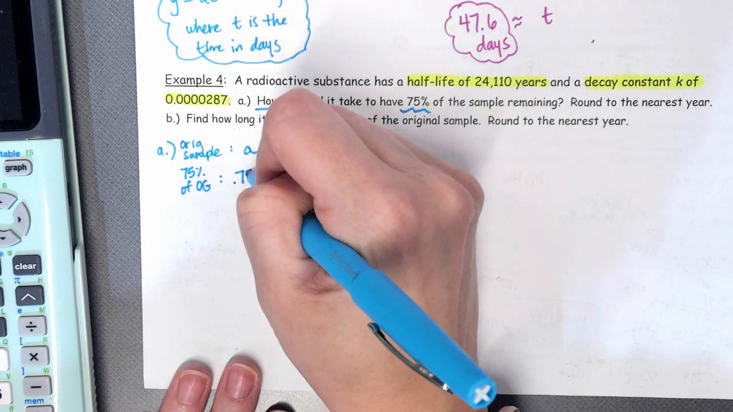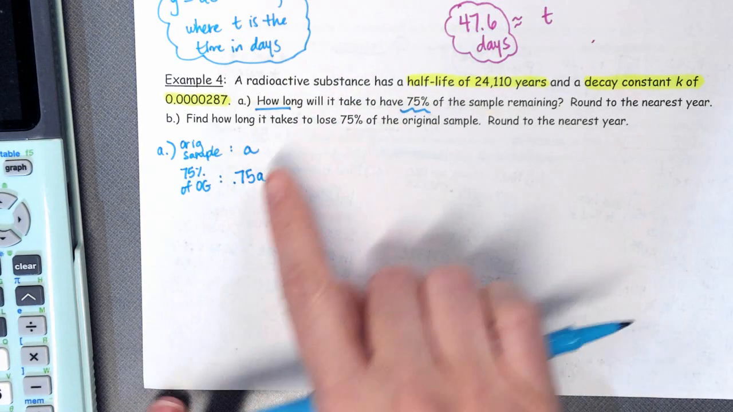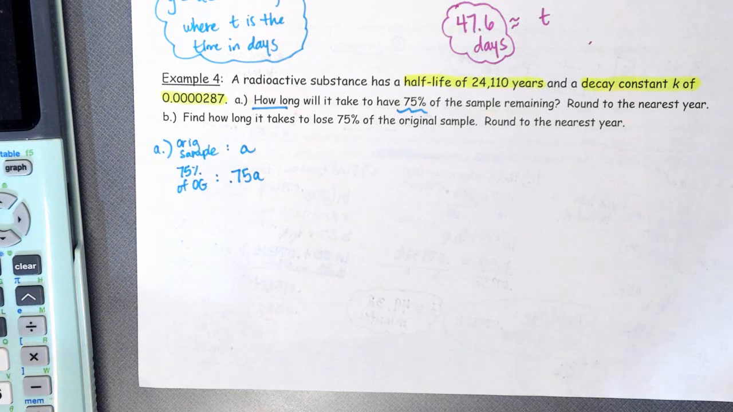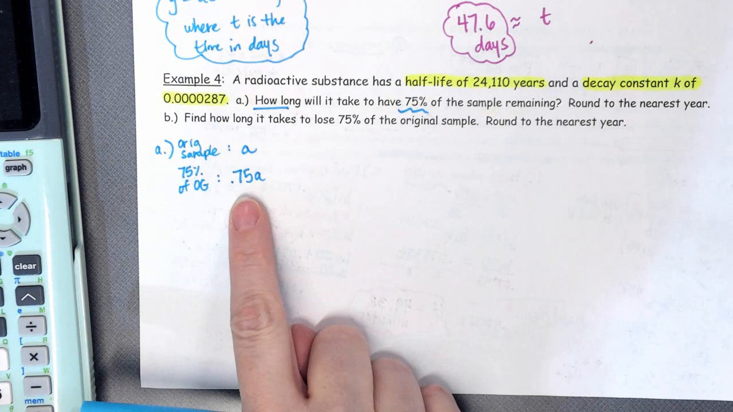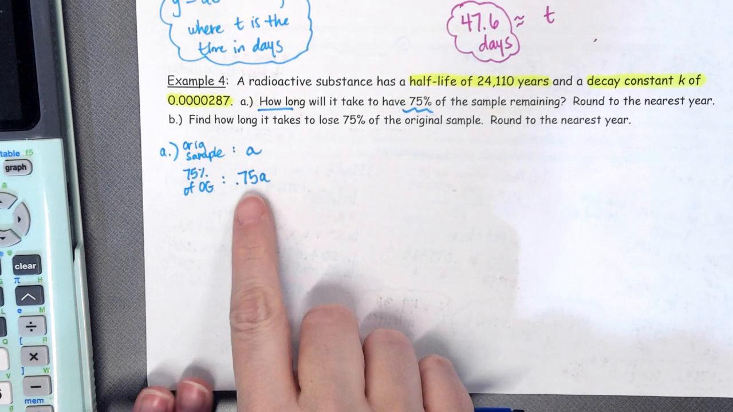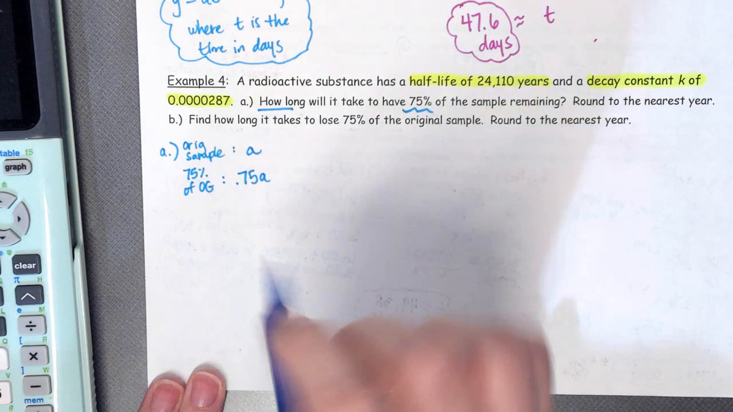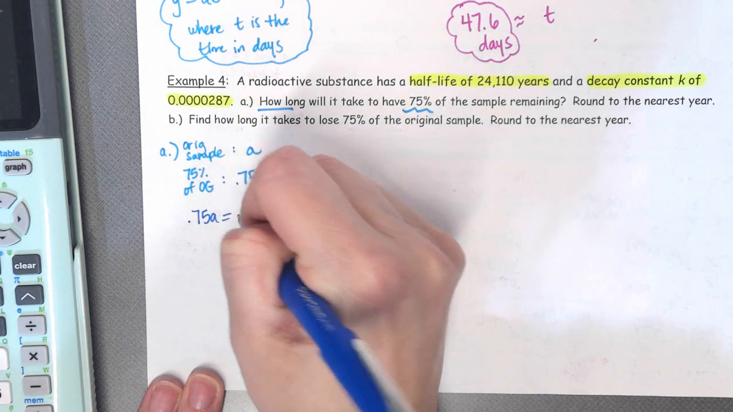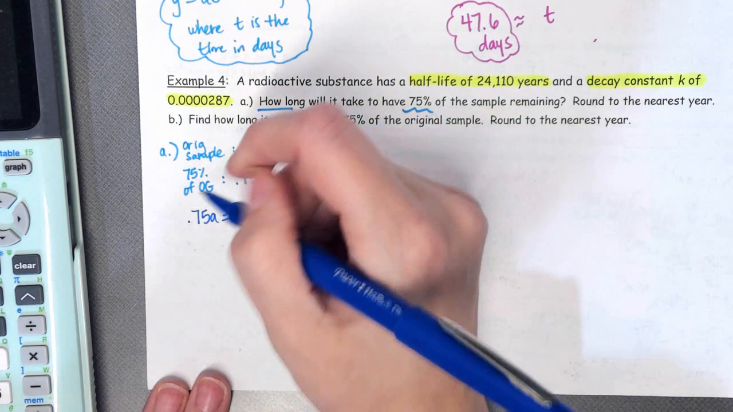So if this is my original sample, again, you can plug anything you want in for it. For this one, I'm going to show you how you can just do it with A, and then you're just going to solve. So this is how much is remaining, so this is how much we would plug in for Y. A would be the initial value.